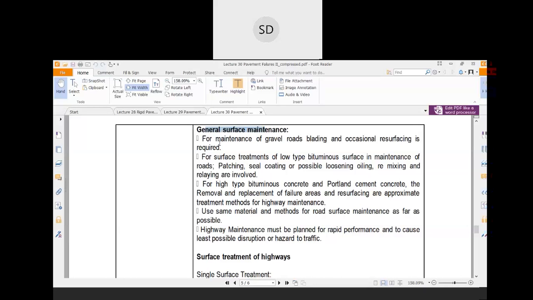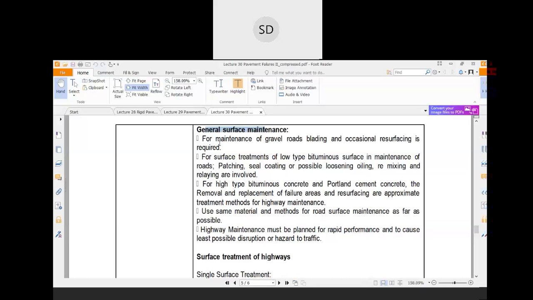Suppose some particles got washed out or some potholes occur. In those potholes, you have to fill them with suitable material and bring them to the same elevation as the existing pavement. For high-type bituminous concrete and Portland cement concrete, the removal and replacement of failure areas and resurfacing are appropriate treatment methods for highway maintenance. High-type bituminous means high-quality bituminous concrete road, and Portland cement concrete road, that is, the rigid pavement, the affected area.